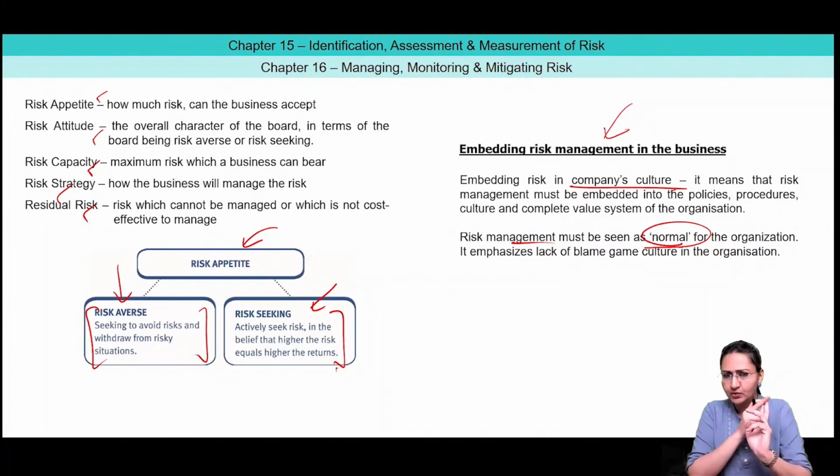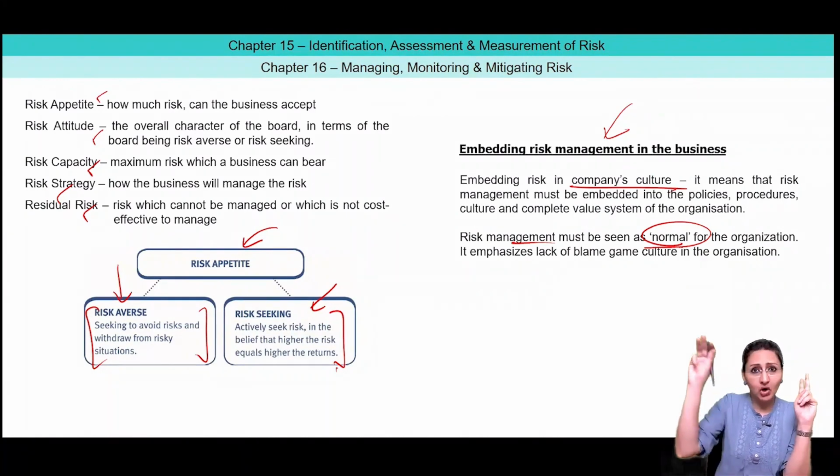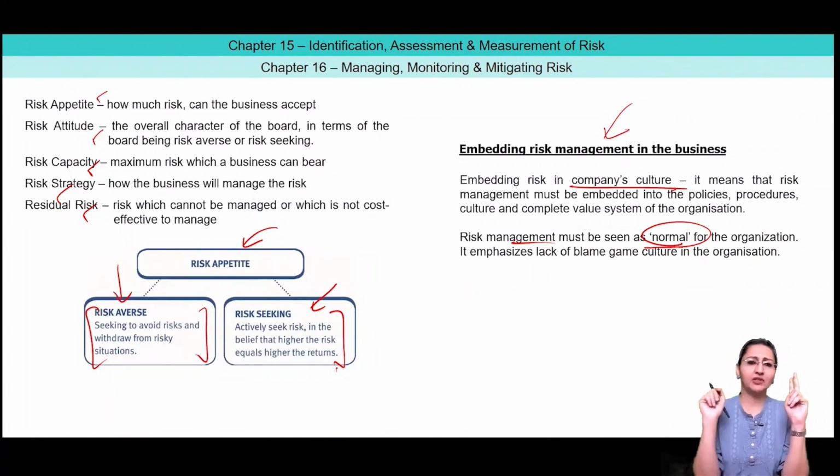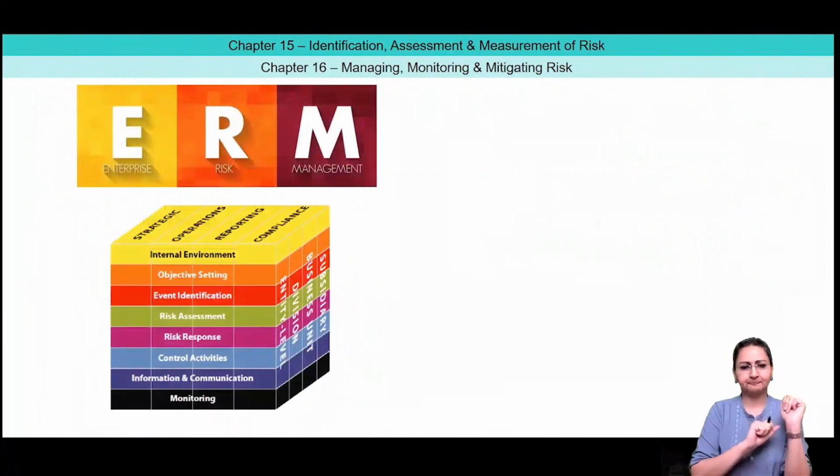So 2-3 terms I have used here. Number one, make it a culture, the company's culture. Number two, it should be the normal for a business. The new normal, we say, the new normal for the business should be managing risk. And number three, no blame game culture. Develop this culture in the organization, and risk management will automatically get embedded there.